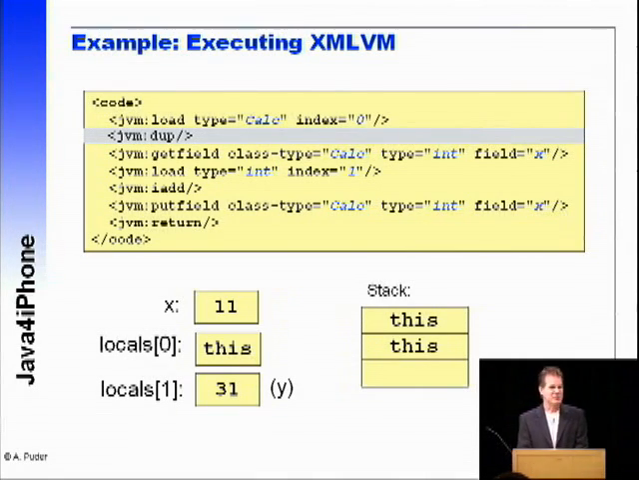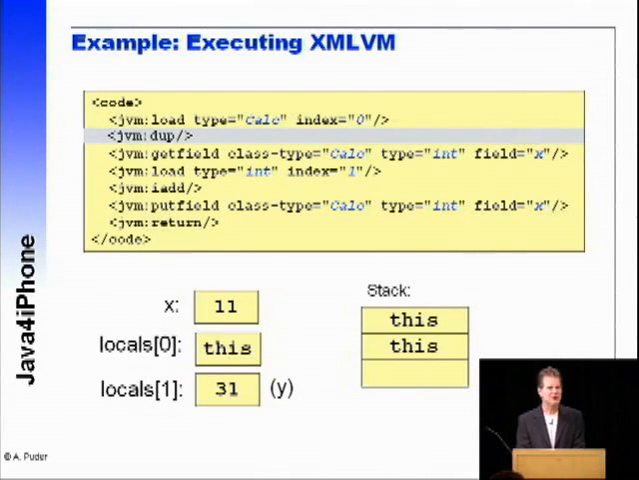The next instruction is called getField. And you can see in the XML that we're trying to read a member from an object. We're trying to read member x of a class Calc. That tells the virtual machine what member to read. But of course, getField needs to know from which object it's supposed to read this member x, since we can have multiple instances of class Calc. And getField gets that information from the stack.